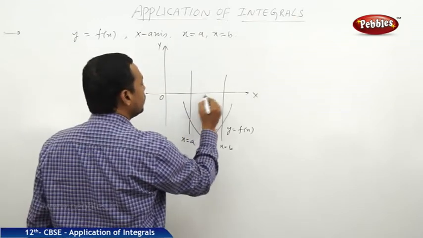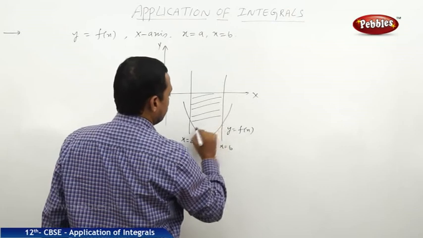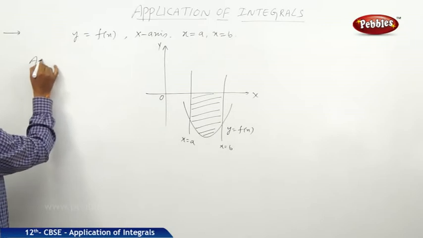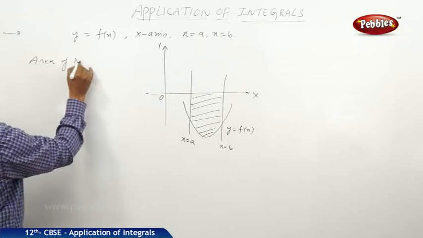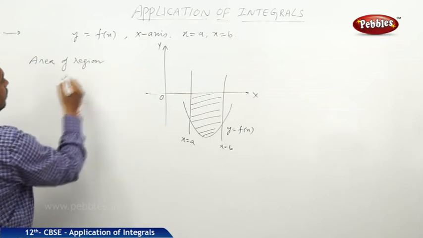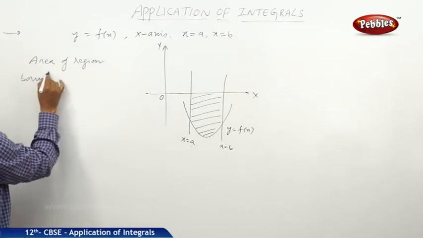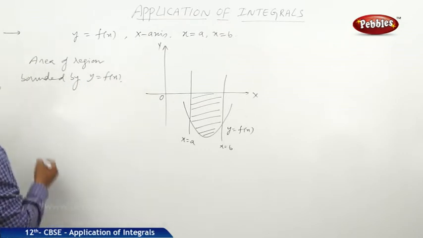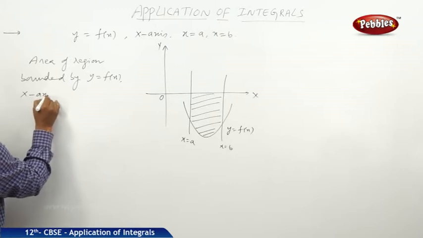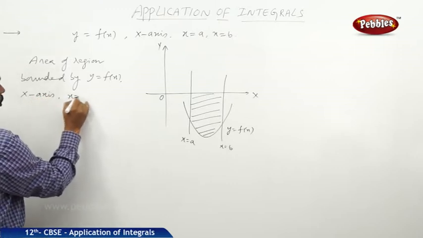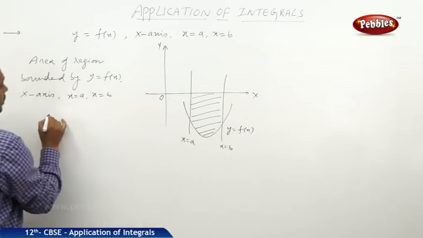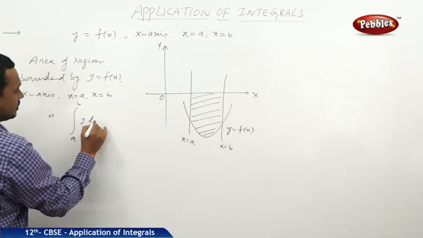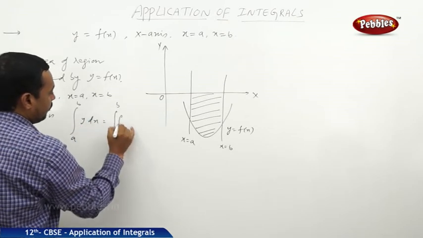Here also we can use the same formula. In this case, we can determine the area of the region bounded by the curve y equals f of x and the x-axis with x equals a and x equals b, given by integral a to b y dx, or integral a to b f of x dx.